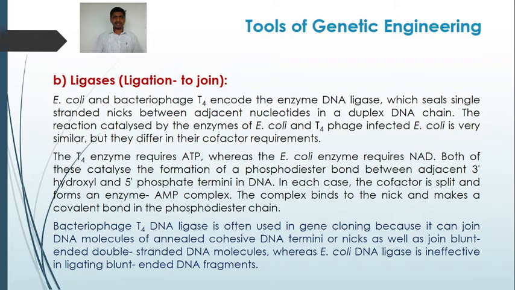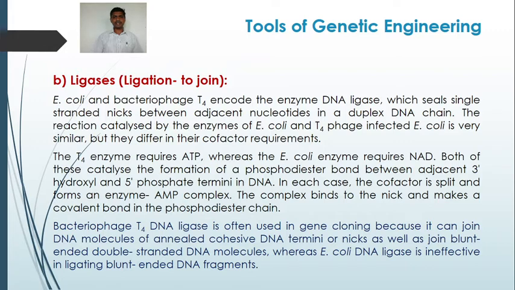So the enzymes obtained from E. coli and bacteriophage T4 are DNA ligases. These DNA ligases seal single-stranded nicks or breaks between the adjacent nucleotides in a double-stranded DNA molecule. The reaction catalyzed by the enzymes of E. coli and T4 phage infected E. coli is very similar, but they differ in their cofactor requirements.